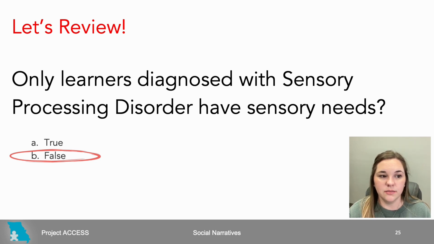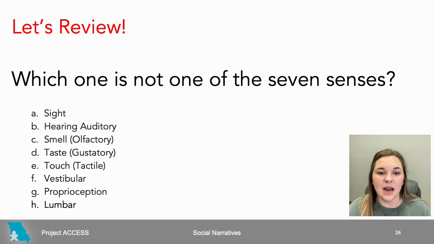Which one is not of the 7 senses? Sight, hearing, smell, taste, touch, vestibular, proprioception, or lumbar? Lumbar. Lumbar is one of the ones we did not talk about. That is not one of the 7 senses.